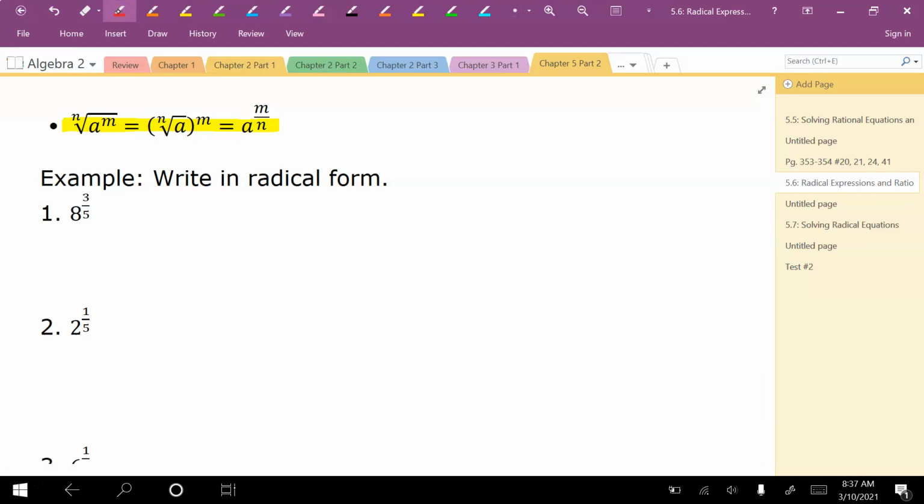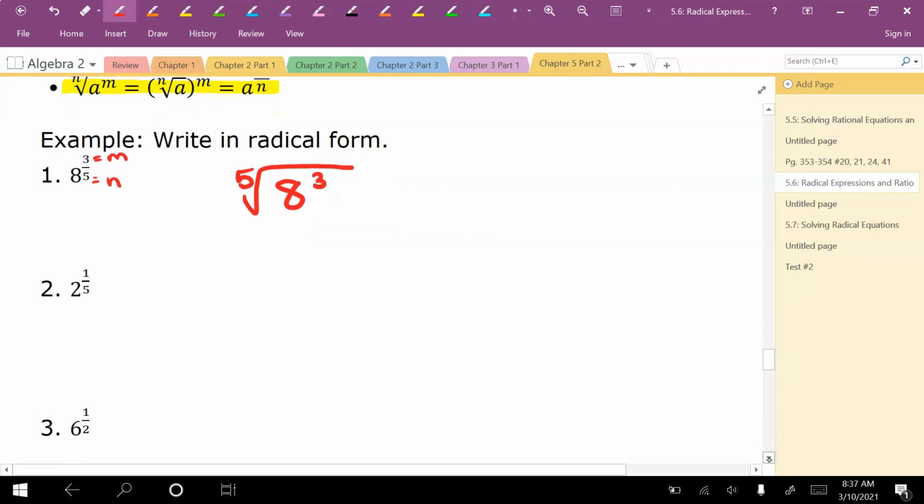So for 8 to the 3/5, 3 is your m, 5 is your n. So this is going to be the fifth root of 8 to the third power. Okay, so why don't you guys go ahead and try 2 and 3 there. Write down what you think it should say.